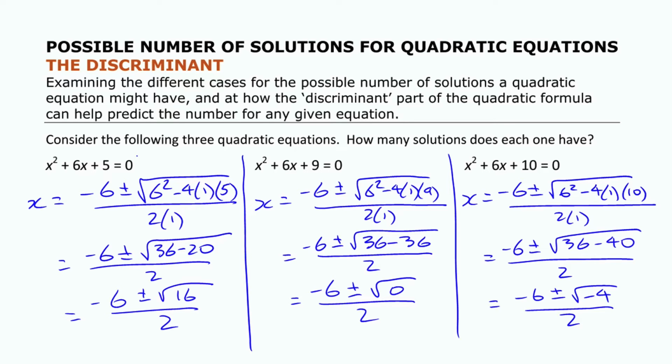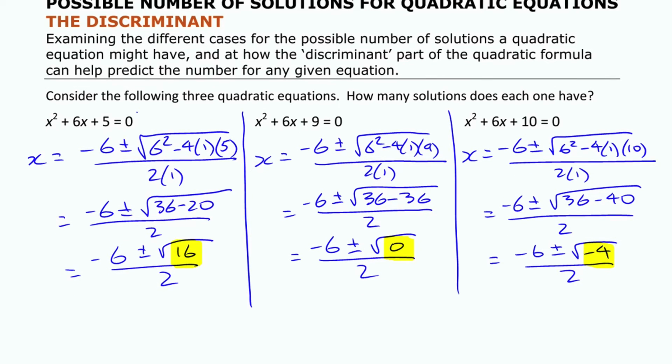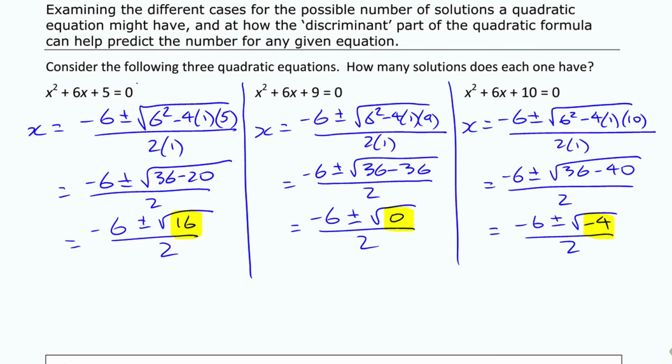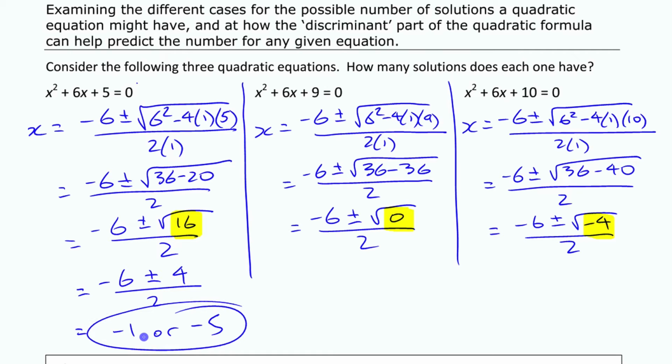What we're going to focus on here is something called the discriminant, which is the value underneath the square root sign. Because if we figure out how many solutions we have in each case here, for the first one, we work that out, we'd get negative 6 plus or minus square root of 16 is 4 over 2. Negative 6 plus 4 is negative 2 over 2, which is negative 1. Or negative 6 minus 4 is negative 10 over 2, which is negative 5. That has two solutions here.